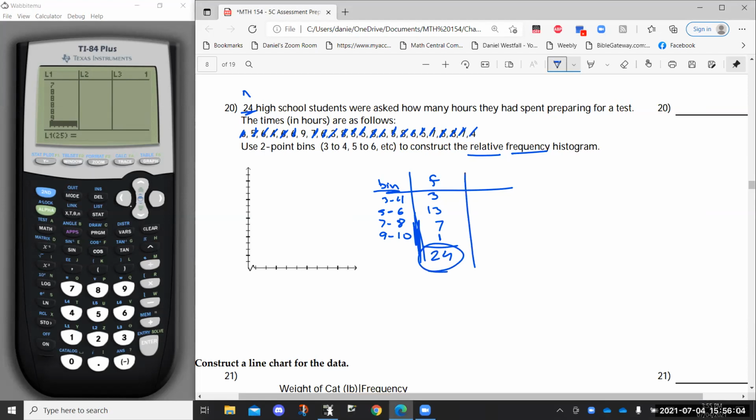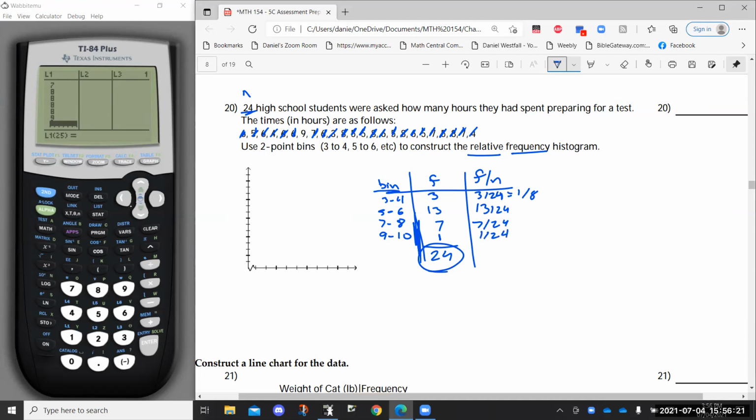And we want relative frequency, F over N, is going to be 3 over 24. It's going to be 1 out of 8. It's going to be 13 over 24. It's going to be 7 over 24. This is 1 over 24.